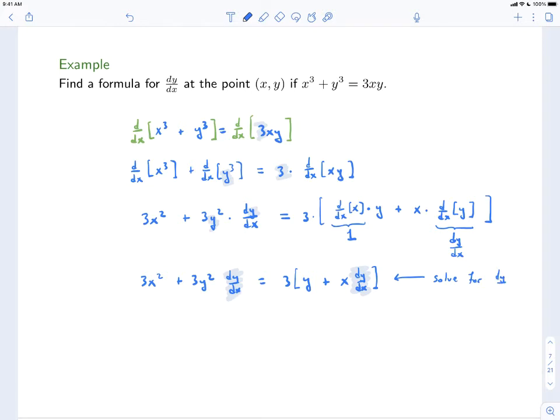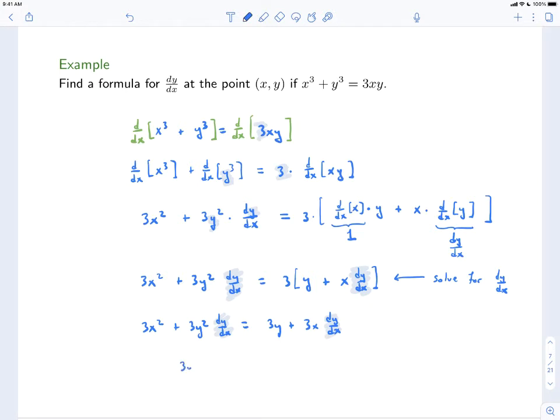Solve for dy/dx. Just treat it like an unknown. So 3x squared plus 3y squared dy/dx is equal to 3y plus 3x dy/dx. And again, we just want to group everything together that has a dy/dx. So let's subtract those terms to the other side.